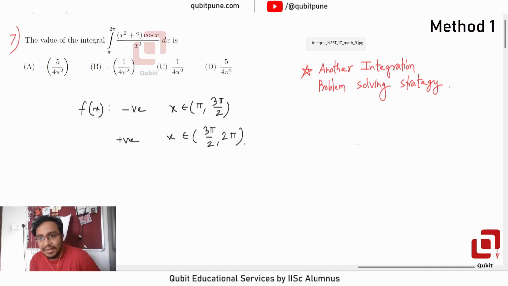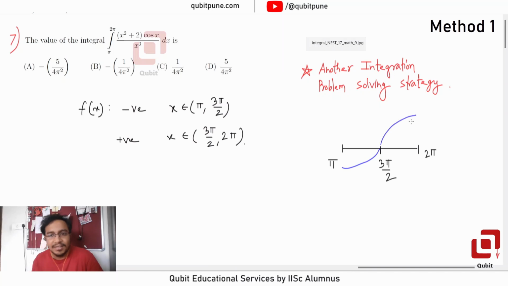So what I'm saying is, suppose this is 3 pi by 2, suppose this is pi, and suppose this is 2 pi. I'm asking you to estimate whatever area you have here and whatever area you have here. Are they the same or unequal in magnitude? Think about it. I think that without a grapher we cannot say anything to that.